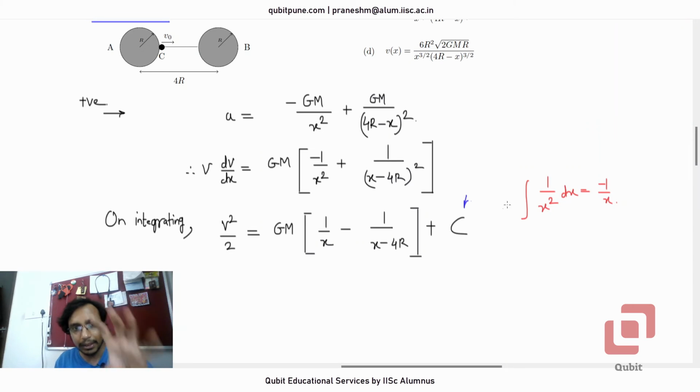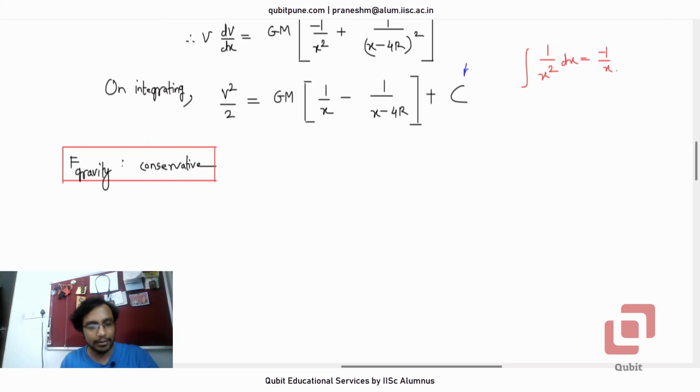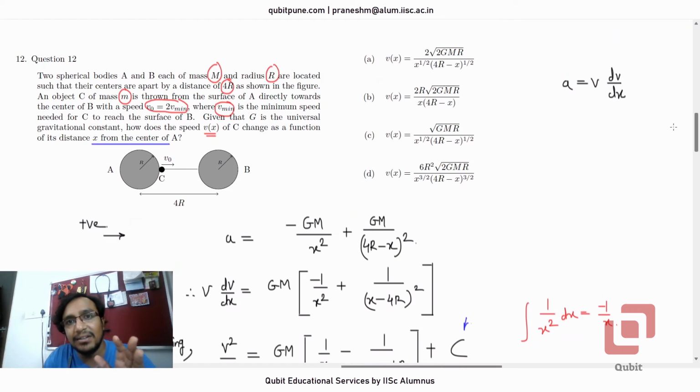Now note that gravitational force is a conservative force. If gravity is conservative, then because it is conservative, we can apply energy conservation. And now we go to the condition that they have given us in the problem regarding the velocity of projection. The velocity of projection, that is v naught, is the speed when x is equal to r, and that is 2 times v min.